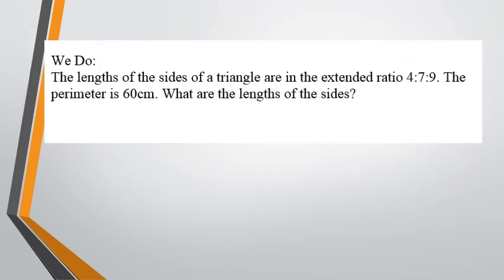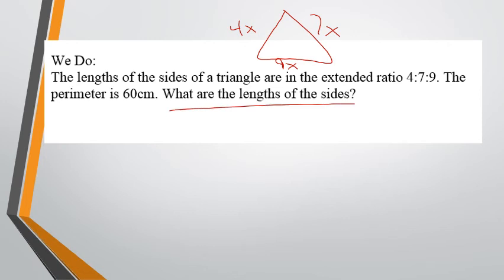All right, so let's try another example of a triangle. A triangle with the sides in the extended ratio of 4, 7, 9. So again, think of this as 4x, 7x, 9x. It says, what are the lengths of the sides? The perimeter is 60 centimeters. So it's going to be 4x plus 7x plus 9x is equal to 60.